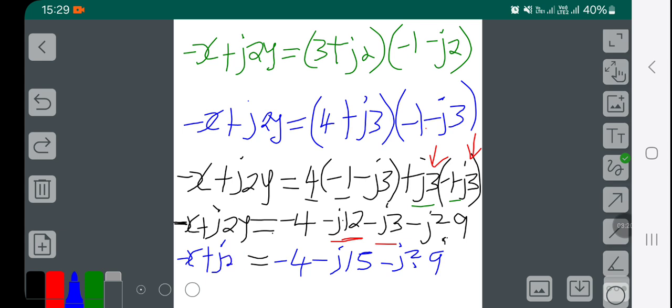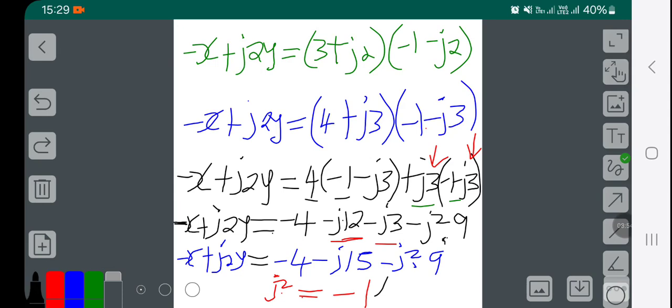Okay. Now, can you see this on this step here, which is also very important? Can you see that you are having j squared? What you must remember when you're dealing with complex numbers is that j squared is equivalent to negative 1. That is the thing which is very important that you must know. You must know that j squared is equivalent to minus 1.